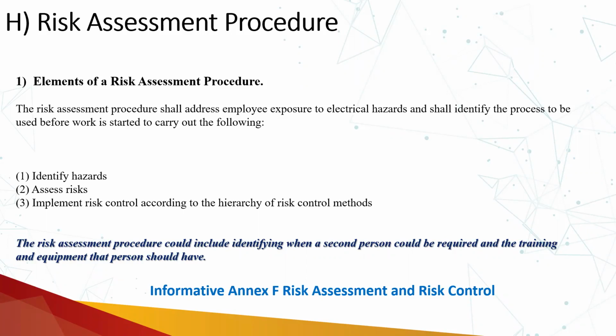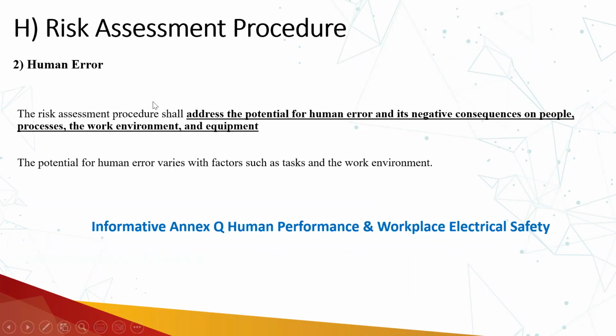So here, if we look into Annex Q, it talks about human error as an important risk. All the risk assessment procedures shall address the potential for human error and its negative consequence on people, process, the environment, and the equipment.